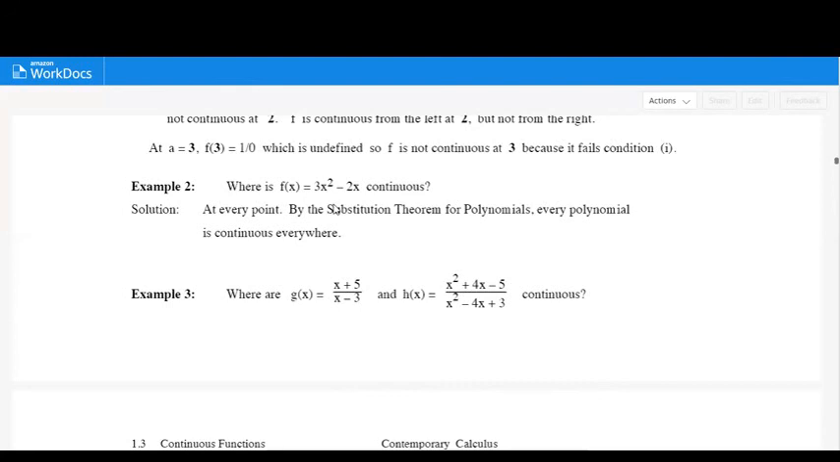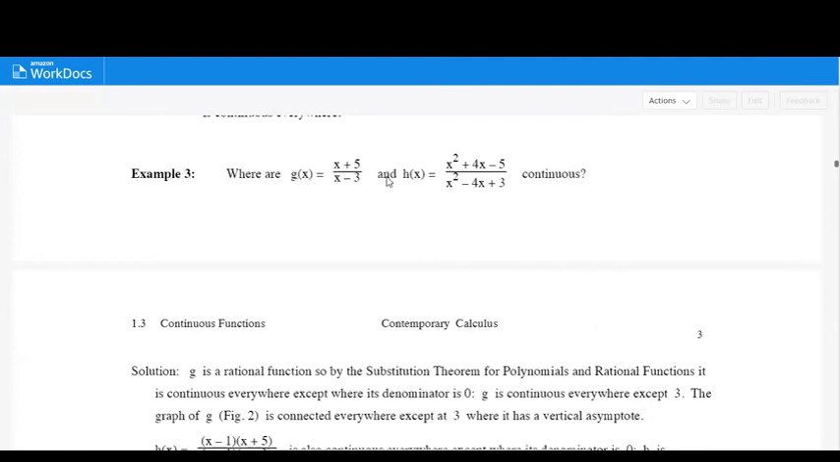So kumbaga, if ever polynomial yan, continuous siya always kahit na anong value ni x. Kasi wala naman siyang denominator, hindi siya magiging undefined. Next, where are g of x and h of x continuous. Okay, dito these are rational functions, no? So kapag rational functions na, ang gagawin lang is you need to find the value of x here na makakapag-0 dito sa denominator.